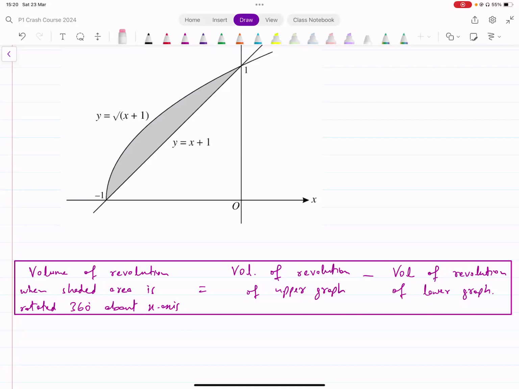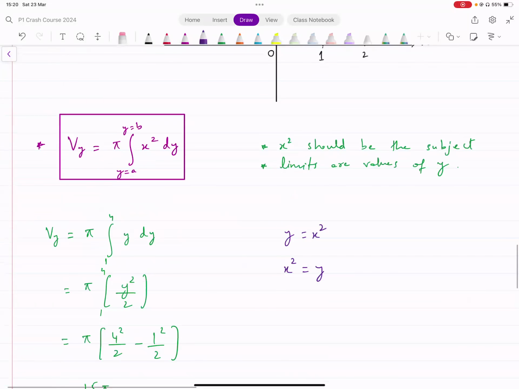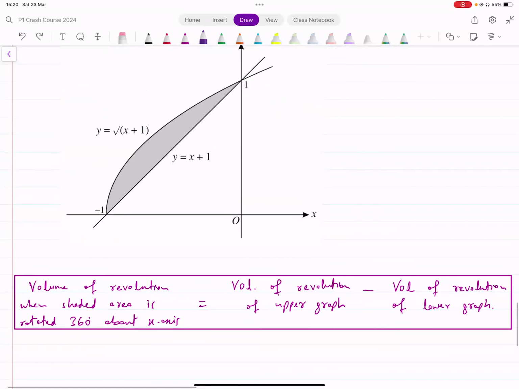Sometimes you might be confused which one is going to be subtracted from which one. As long as your working is correct, the volume result at the end is always going to be positive. The area result could sometimes be negative, right? But volume is always positive because you're using x squared and y squared here. So the volume result at the end is always going to be positive.